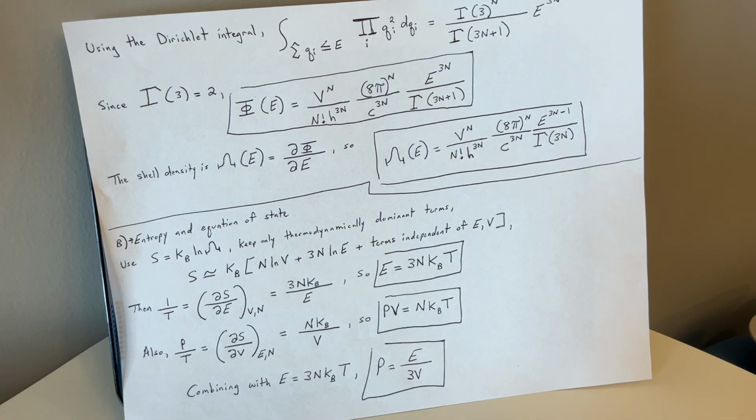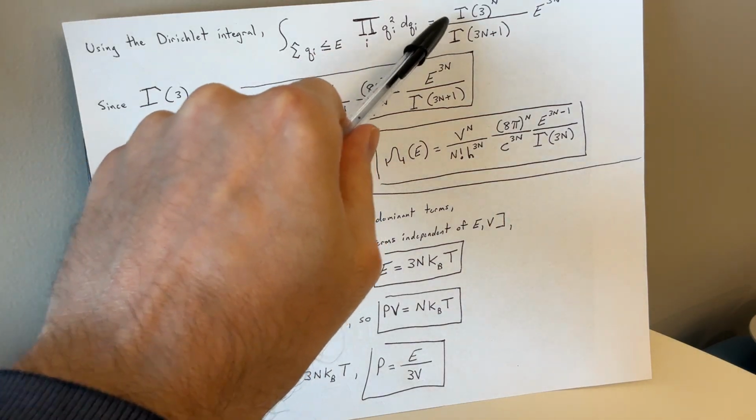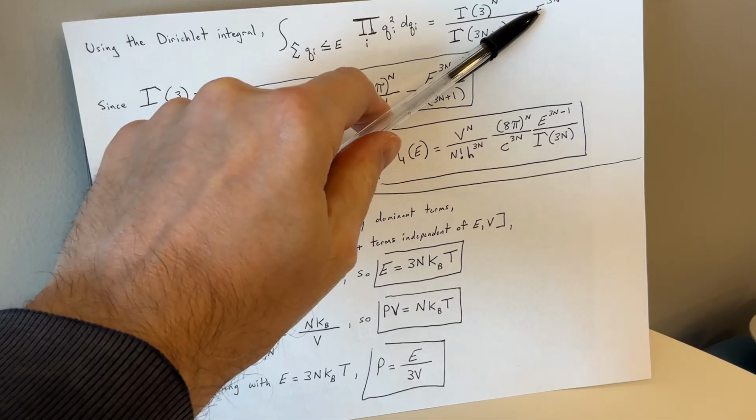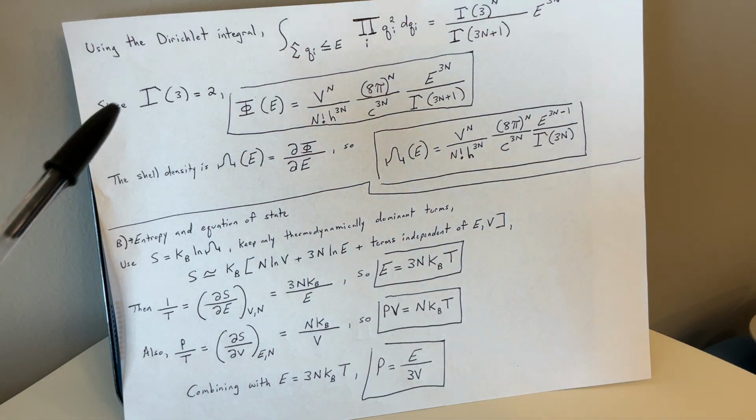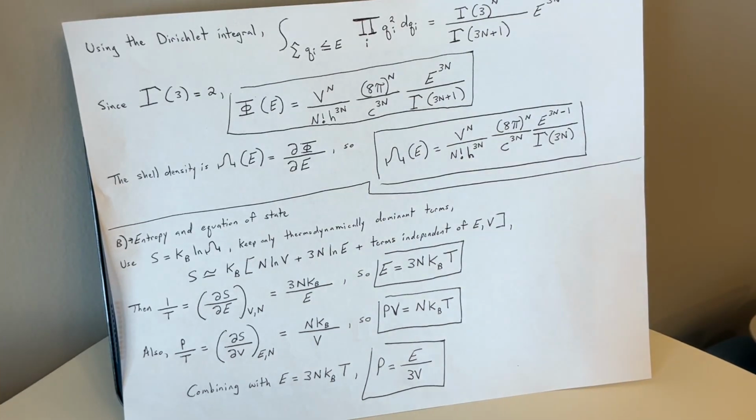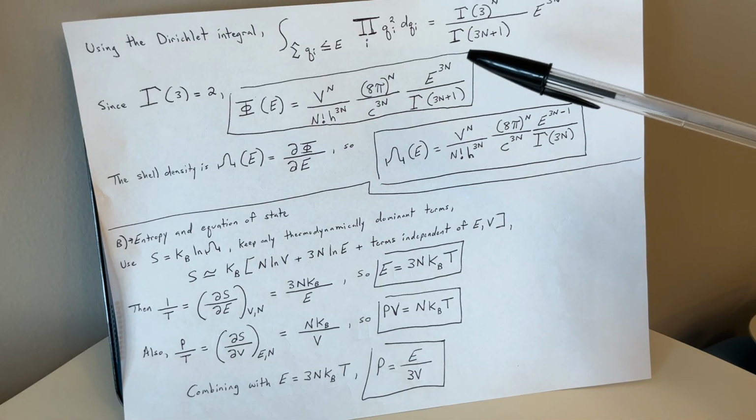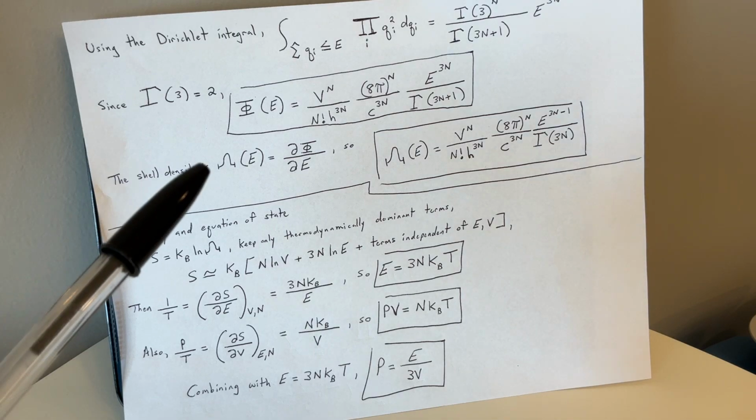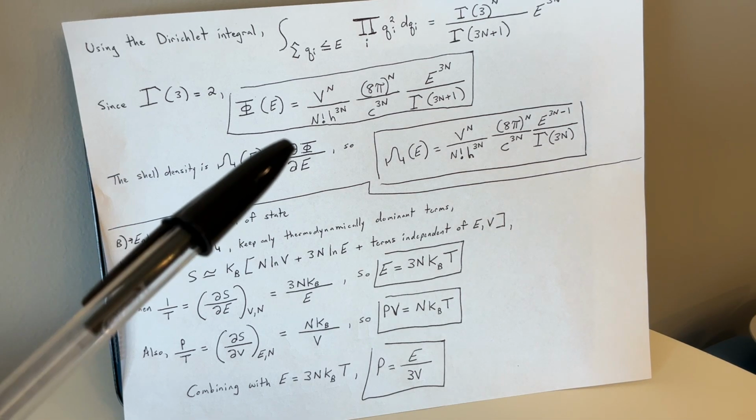So using the Dirichlet integral here, so using that integral, we're going to get capital Gamma of 3 to the N over capital Gamma of 3N plus 1, E to the 3N. And since Gamma of 3 equals 2, that Phi of E equals V to the N over N factorial h to the 3N, 8 pi to the N over c to the 3N, E to the 3N over capital Gamma of 3N plus 1. So the shell density is capital Omega of E equals the partial derivative of Phi with respect to E.